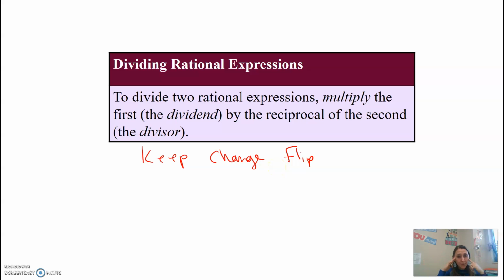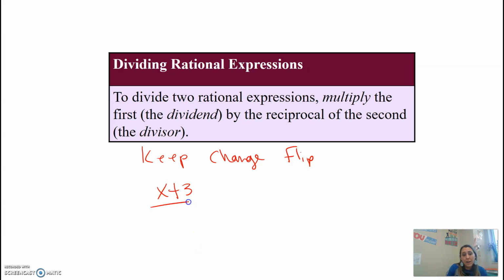If you need help to visualize it, you're keeping the first fraction the same. You're changing it to multiplication. Then you're flipping it. You're turning it into the reciprocal. And that's where the numerator becomes the denominator and the denominator becomes the numerator. In the second fraction only. So that can look something like this.